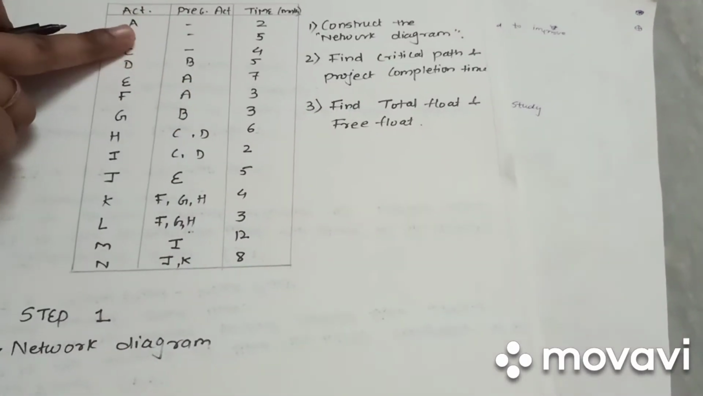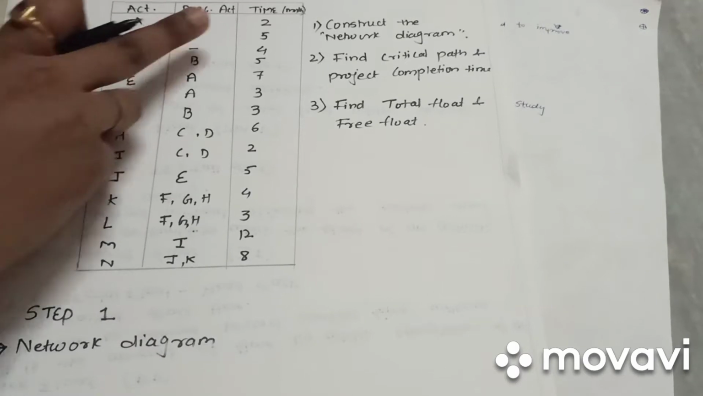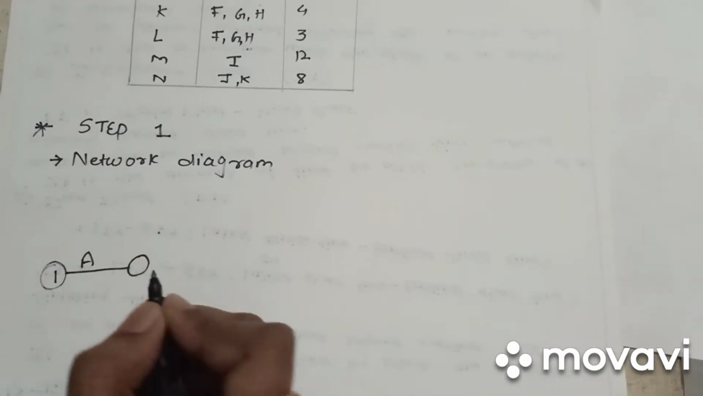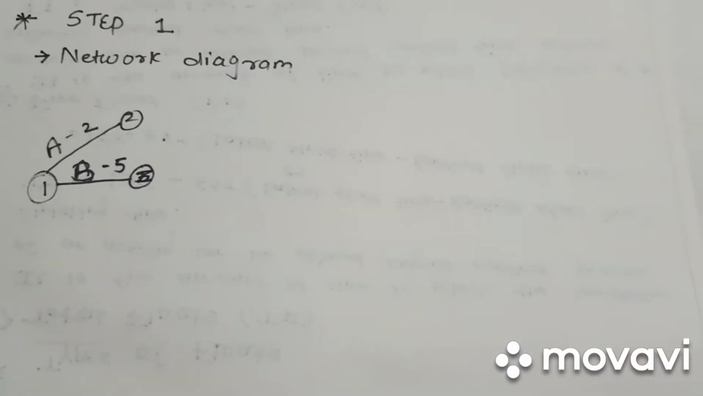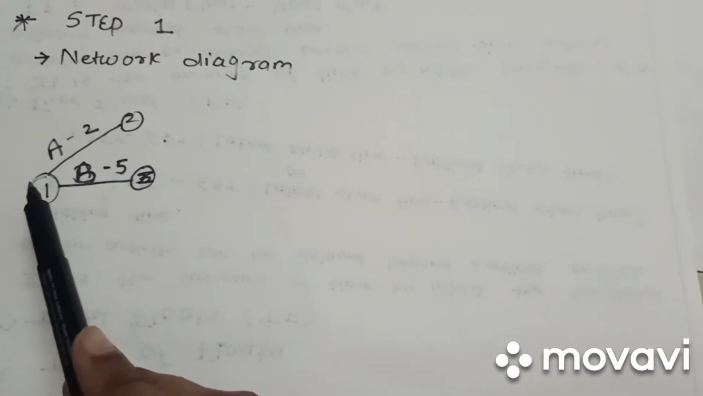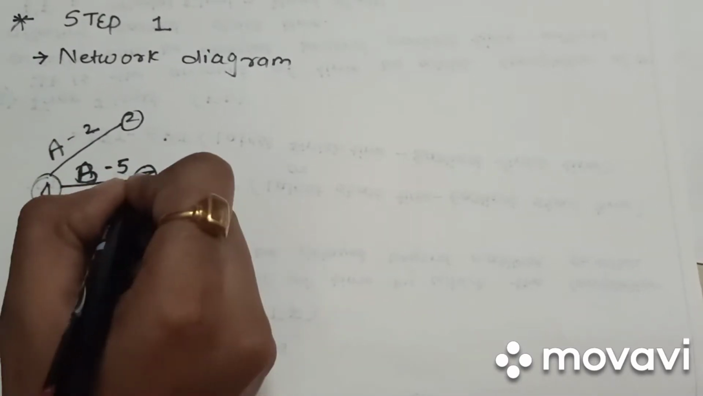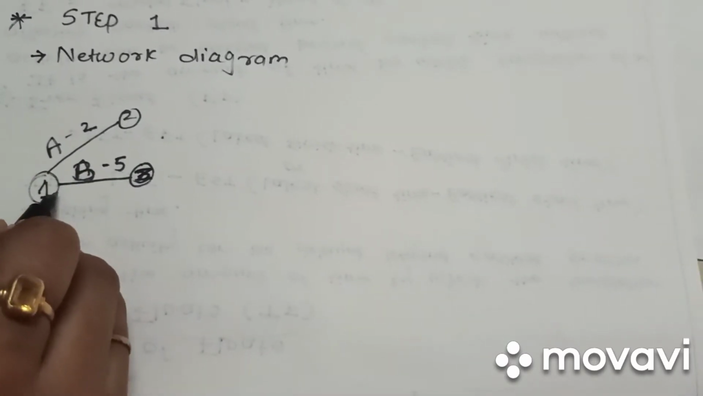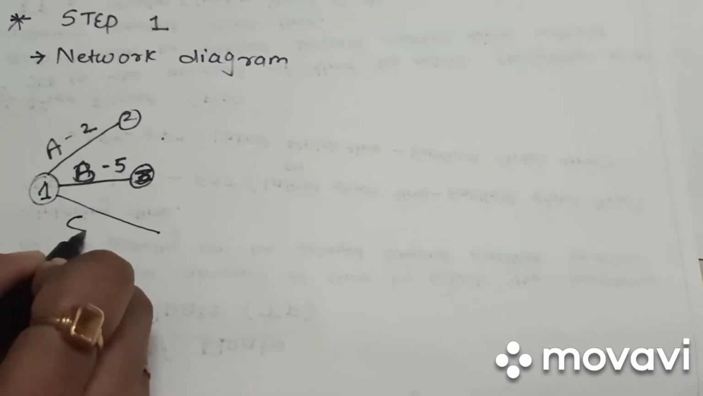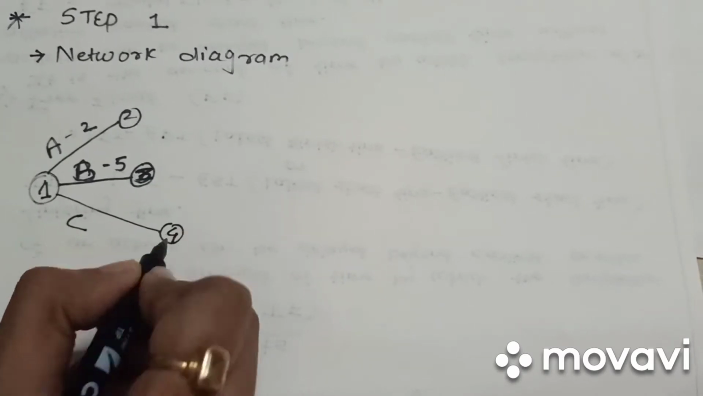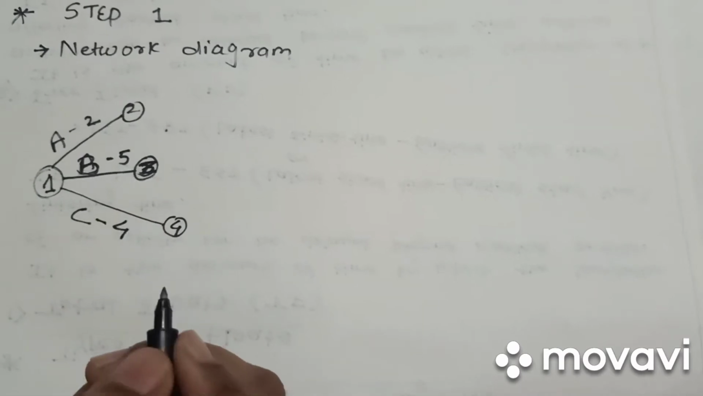So the first activity is A. There is no preceding activity for A and the timing is 2. So A goes from node 1 to node 2 and the timing is 2. The second activity is B, from node 1 to node 3, and the timing is 5. The third activity is C. There is no preceding activity for C, so it goes from node 1 to node 4 and the timing is 4.